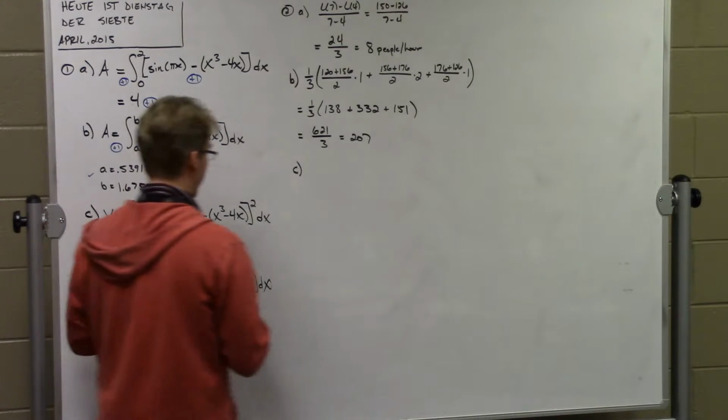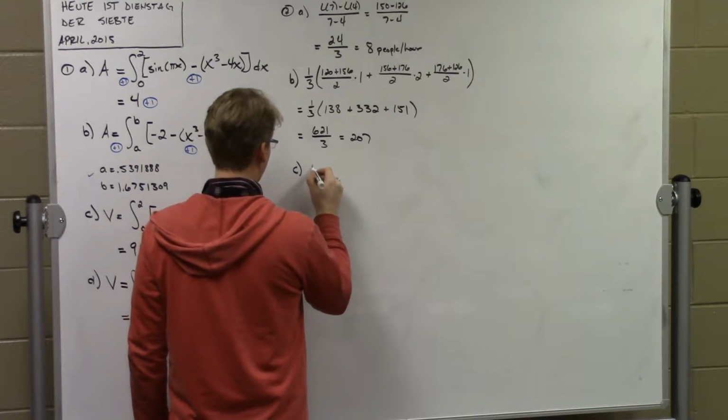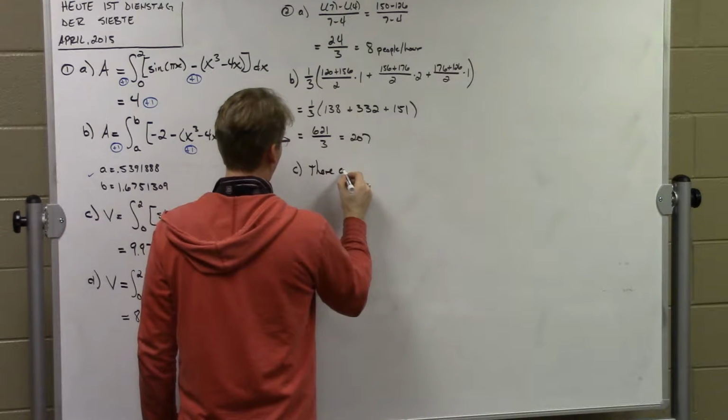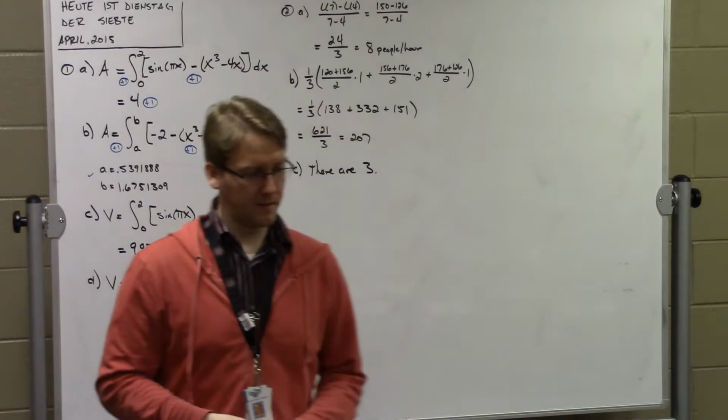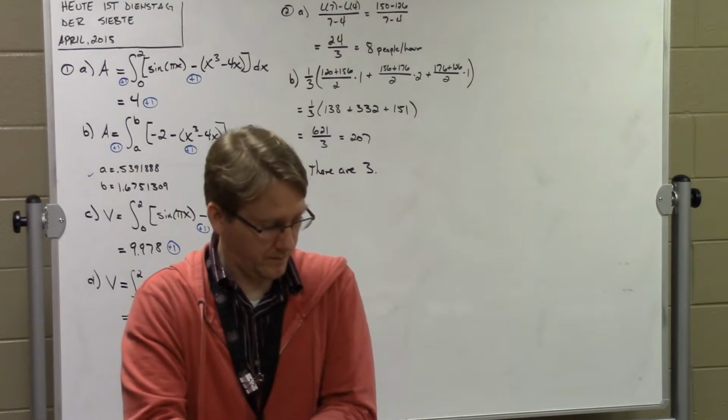There are 3. How do you know? Because Michael told me to write it down. Michael, how do you know? Because it goes from 120 to 156, that's increasing.